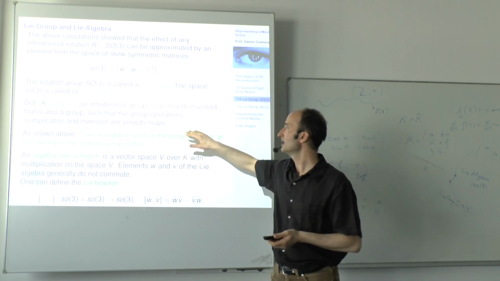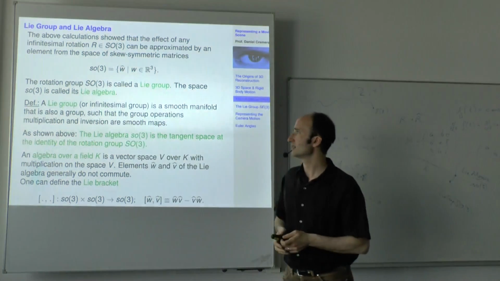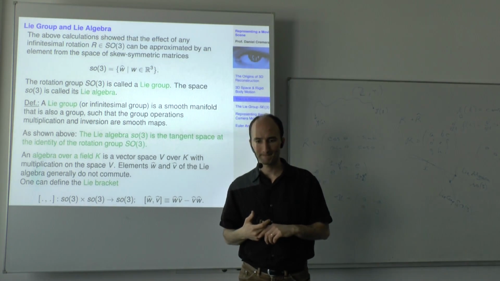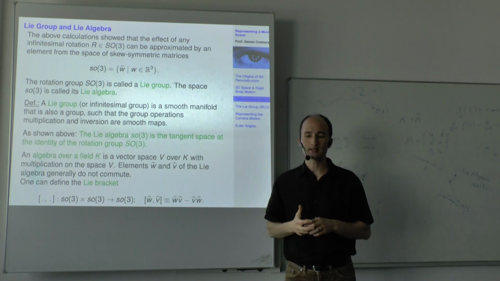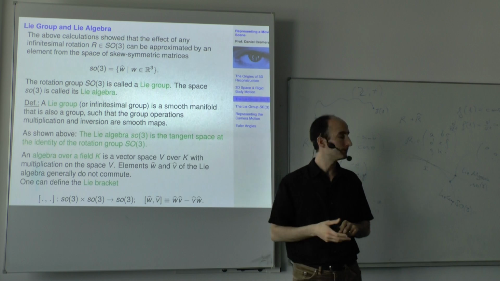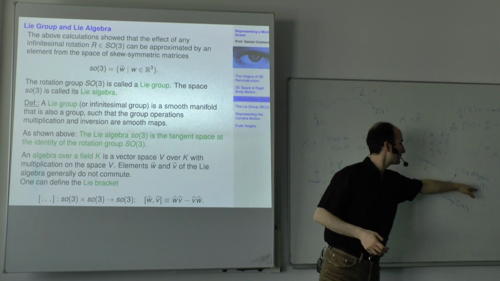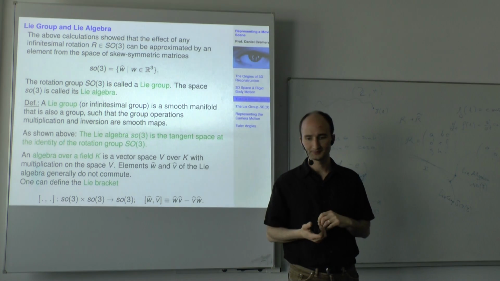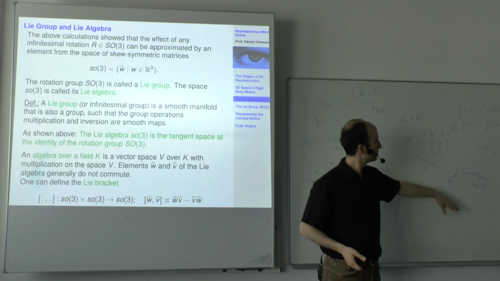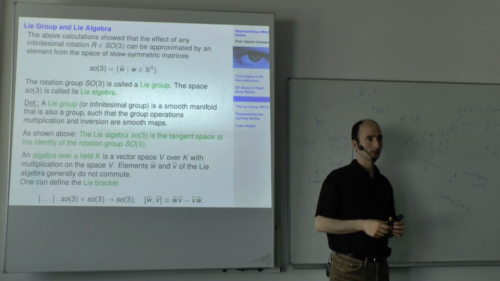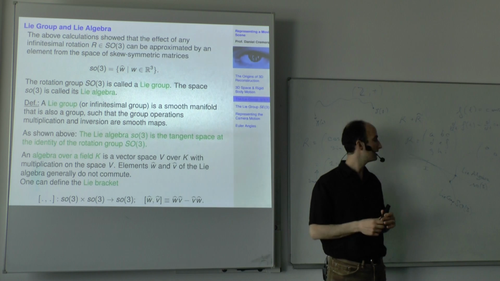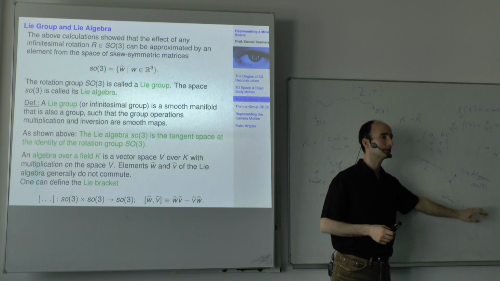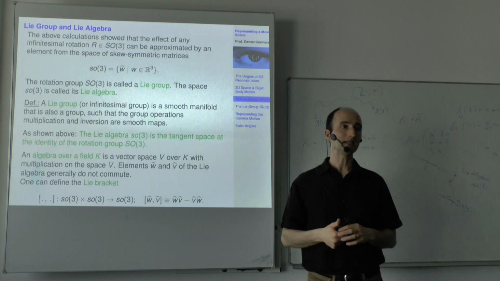And more specifically, a Lie group is a group such that the operations multiplication and inversion are smooth maps. And what we showed above is that the tangent space at the identity of the rotation group is little so(3), the Lie algebra of skew-symmetric matrices. This concept of Lie group and Lie algebra is a very general one. It holds for any Lie group, so for any group that is also a smooth manifold. Here we have it for the rotation matrices, but there are many other Lie groups.